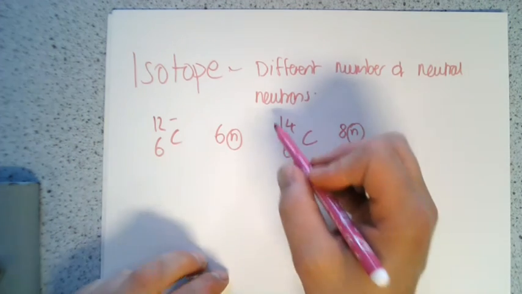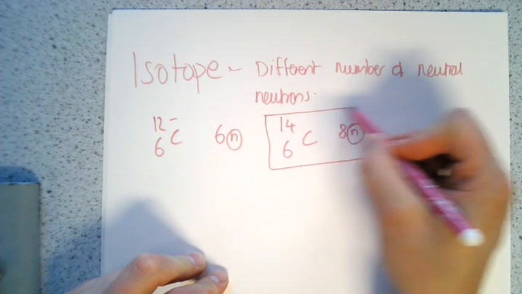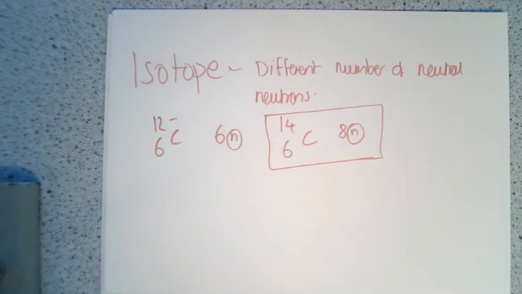Particularly this one is a radioactive isotope that is unstable. And that's when we start looking at alpha, beta, and gamma, where this bit fits in. So we'll come back to that later.